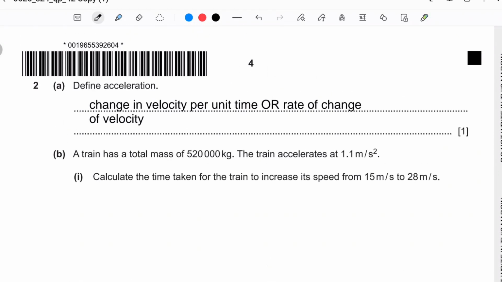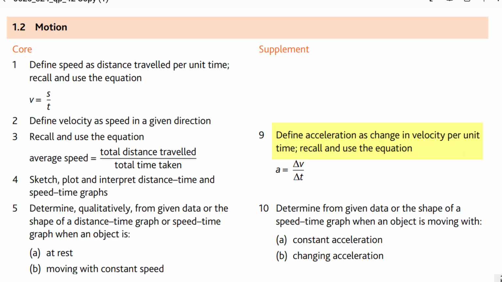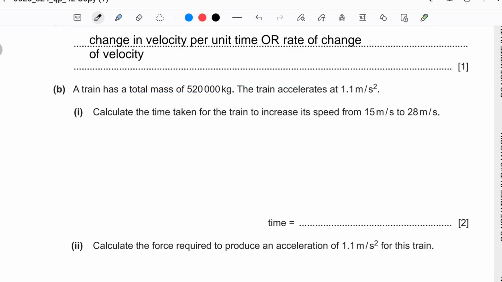Question 2. Define acceleration. Acceleration is a change in velocity per unit time, or the rate of change of velocity. A train has a given mass, and the train accelerates at 1.1 meters per second squared. Calculate the time taken for the train to increase its speed from 15 meters per second to 28 meters per second. In this case, we are going to use the equation acceleration is equal to final velocity minus initial velocity divided by time, where we have the final velocity, which is 28, minus initial velocity, which is 15, divided by the acceleration, and that would give us the time.